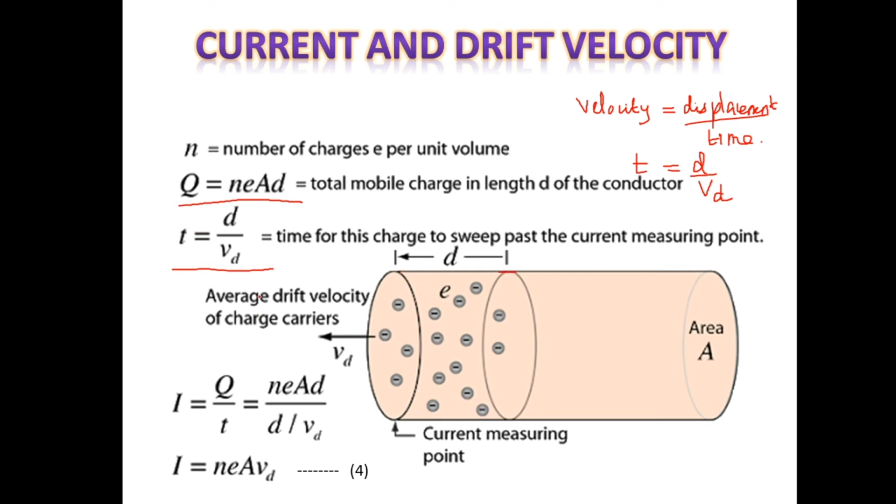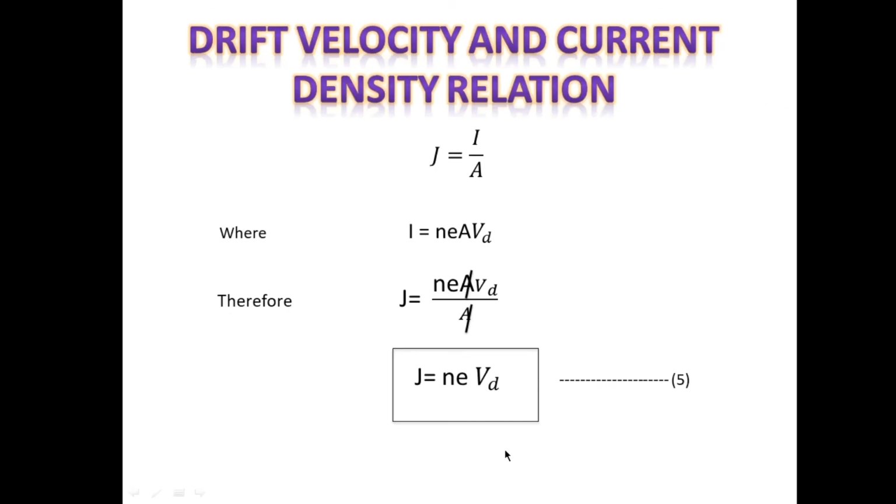Okay, now what we are going to do is replace this q value and this t value in the basic definition of the electric current. That is, q is replaced by NEAd and t is replaced by d over Vd. When you look at it, this d and this d will get cancelled, so the final expression will be like this. That is, I is given by NEAVd. So this is the formula for the current in terms of drift velocity, which I'm taking as equation 4. Now we have done this relation already in the last class.